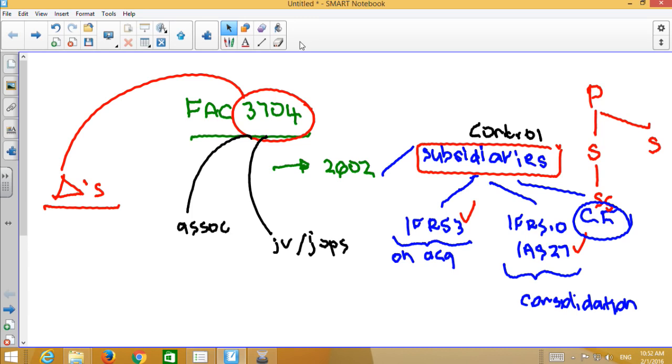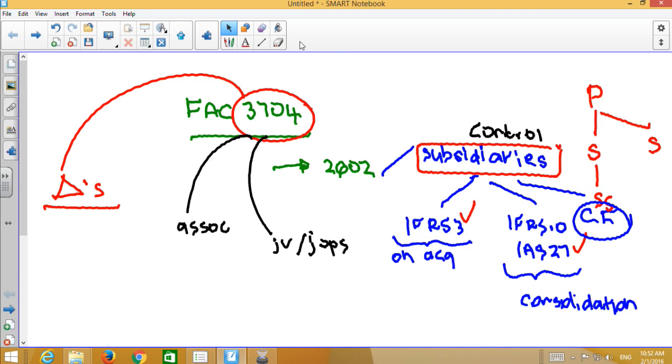Then we breathe, because that lecture is standalone and that one is standalone, because that's an associate. It's completely different to subsidiaries. That's joint control. It's completely different to subsidiaries and associates. But then when we come back here, we are back to everything merged, because we're looking at when associates become subsidiaries, when subsidiaries become associates.